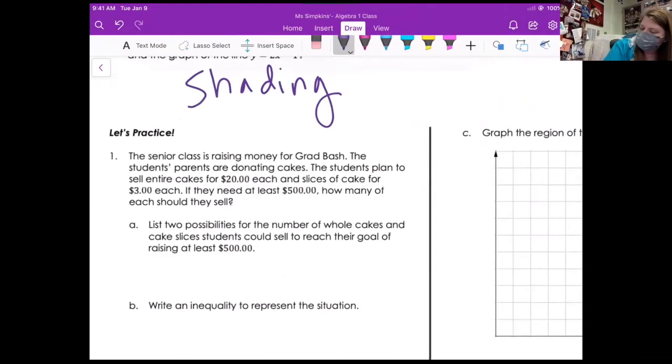Okay, so the senior class is raising money for Grad Bash. Does anybody know what that is? No. Okay, so when you're a senior in high school, when life's back to normal, hopefully someday, Universal Islands of Adventure in Orlando. They do an event. It starts at 10 o'clock at night and goes to 6 in the morning. It's for seniors in high school to go. They have a concert and you get to ride all the rides and stuff. It's pretty cool. I did it when I was in high school.